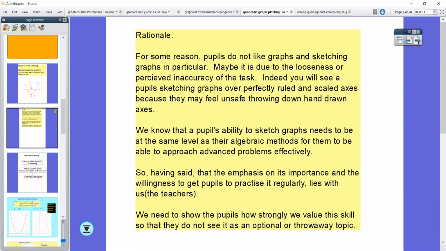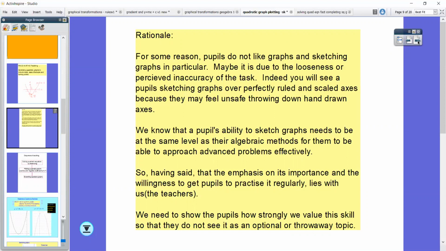I mean, obviously some functions are a little bit hard to see, but quadratics, yes, we should definitely be able to visualize that. That should be popping up in one part of their brain. They should be seeing that at the same time as they're solving something algebraically. As I said, it's up to us really to sell this.